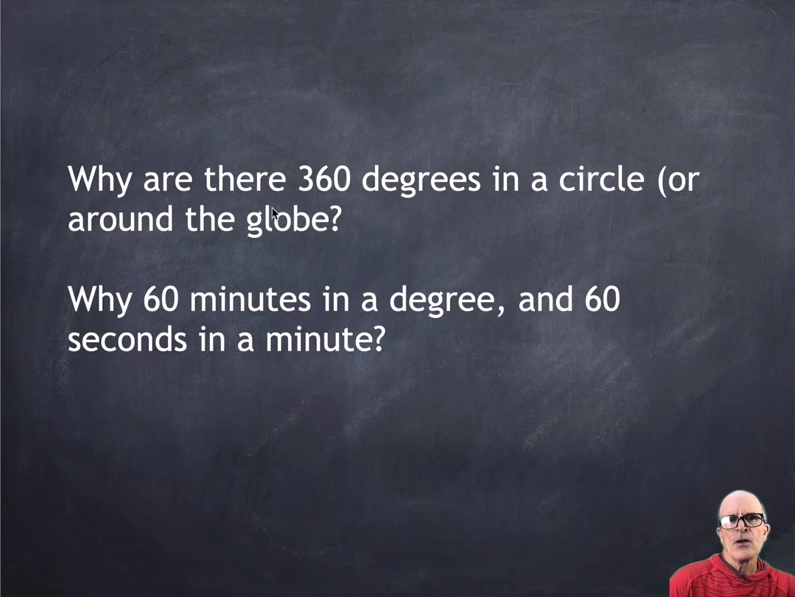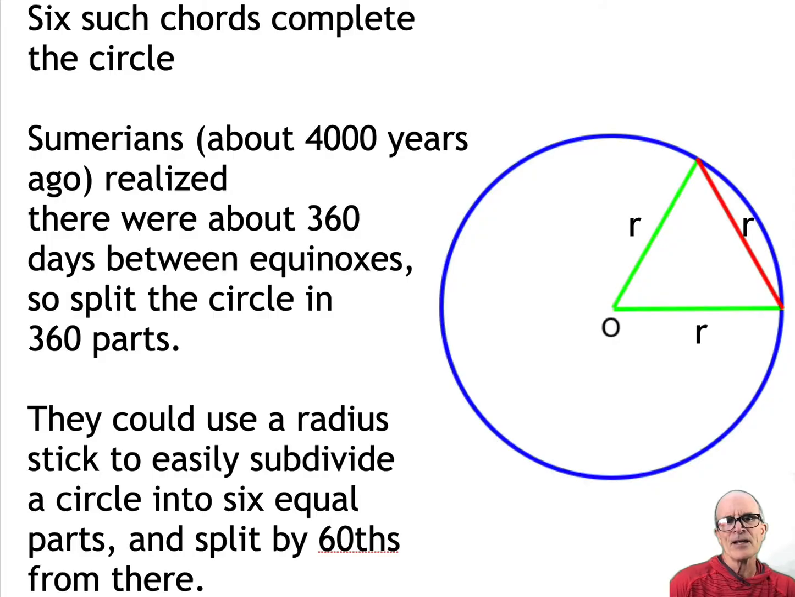Why are there 360 degrees in a circle around the globe? So we have 360 degrees in the equatorial direction and also in the direction of the poles. And why 60 minutes in a degree and 60 seconds in a minute? Well, it basically, like many things, comes from a convention established thousands of years ago when folks first figured out how to deal with geometry.